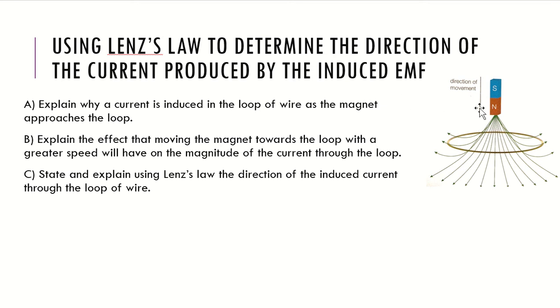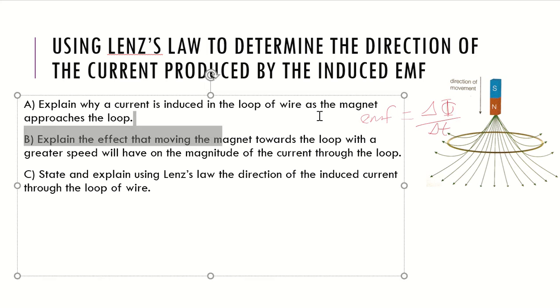Okay, number two, explain the effect that moving the magnet towards the loop with a greater speed will have on the magnitude of the current. Faraday's law is that the EMF will be equal to the change in flux over time. If a greater speed, that means we took less time. And if we divide by a smaller number, we're going to have a larger EMF. So moving the magnet faster is going to induce a larger EMF and hence a larger current through the loop.